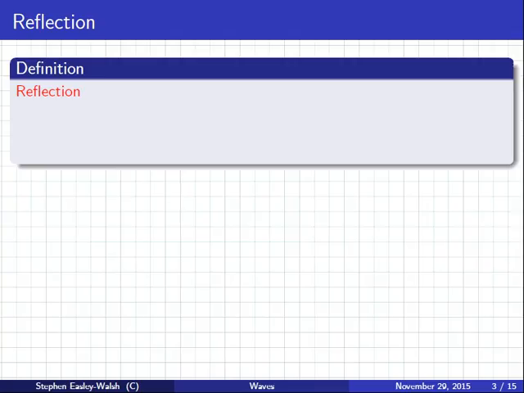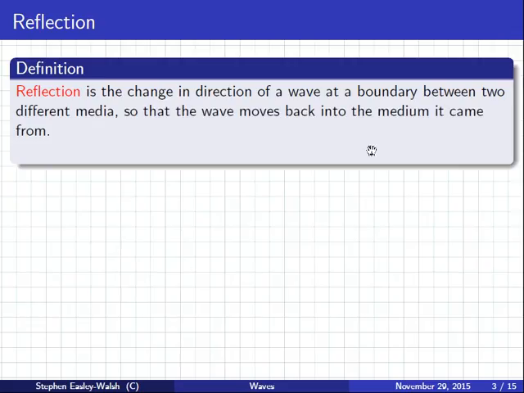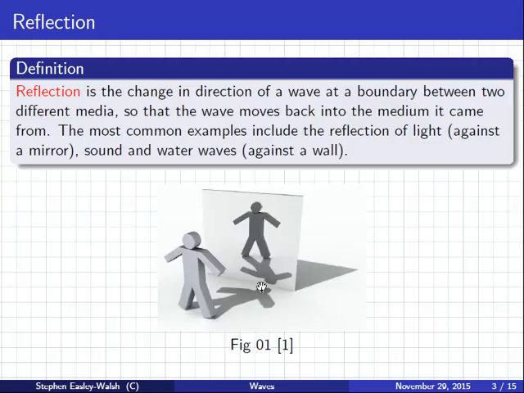Right, reflection is a change in direction of a wave at a boundary between two different media. So the wave moves back into the medium it came from. The most common examples include reflection of light against a mirror, and sound and water against a wall. So when light hits the boundary, it comes back into the medium.